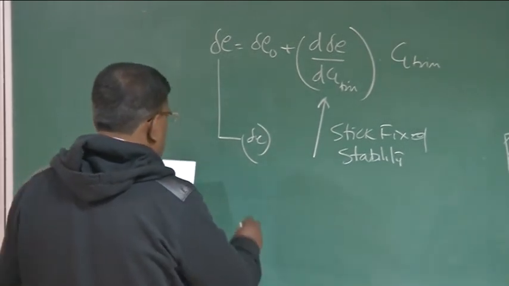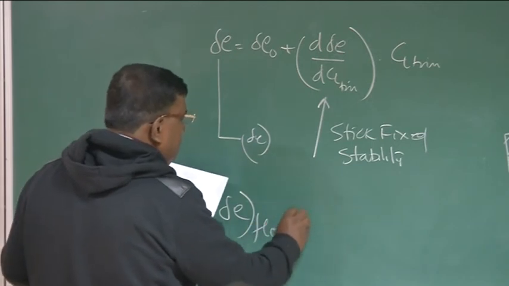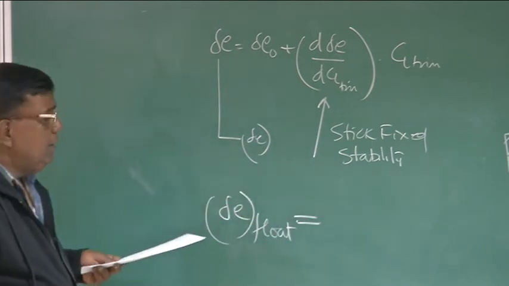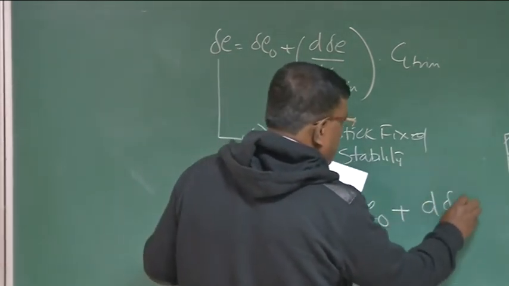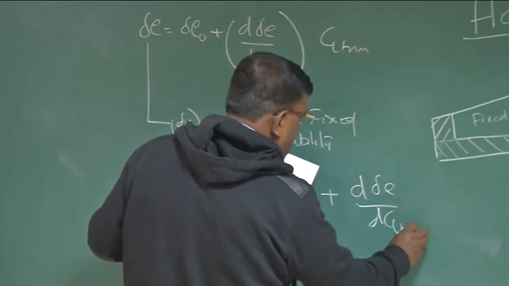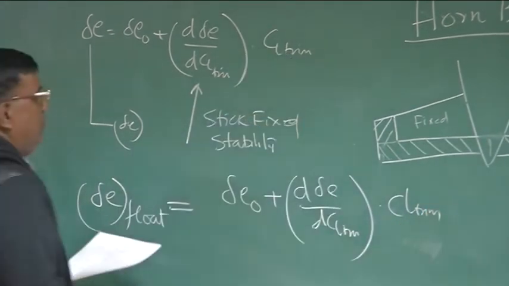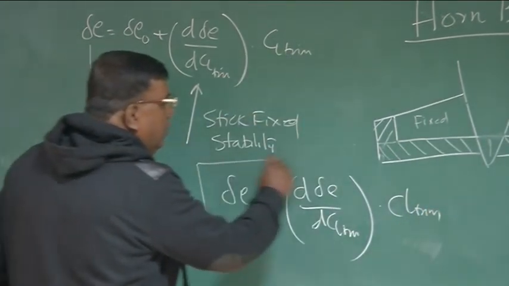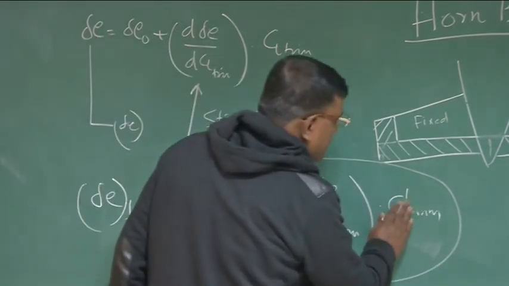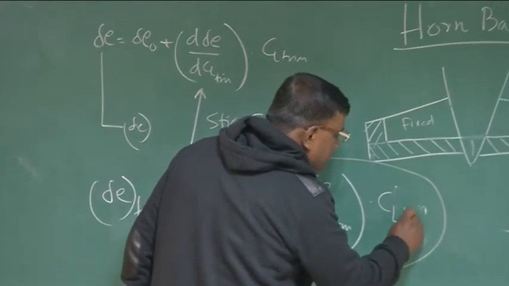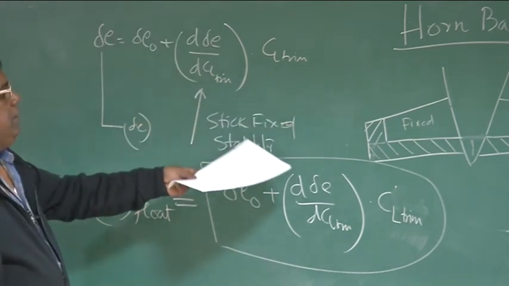Now, think of a situation. Suppose delta E float happens to be equal to this value for a particular CL. What is the right hand side? It is the delta E required to trim an aircraft to a particular CL, so it is basically CL trim. That comes from the longitudinal stick fixed stability.